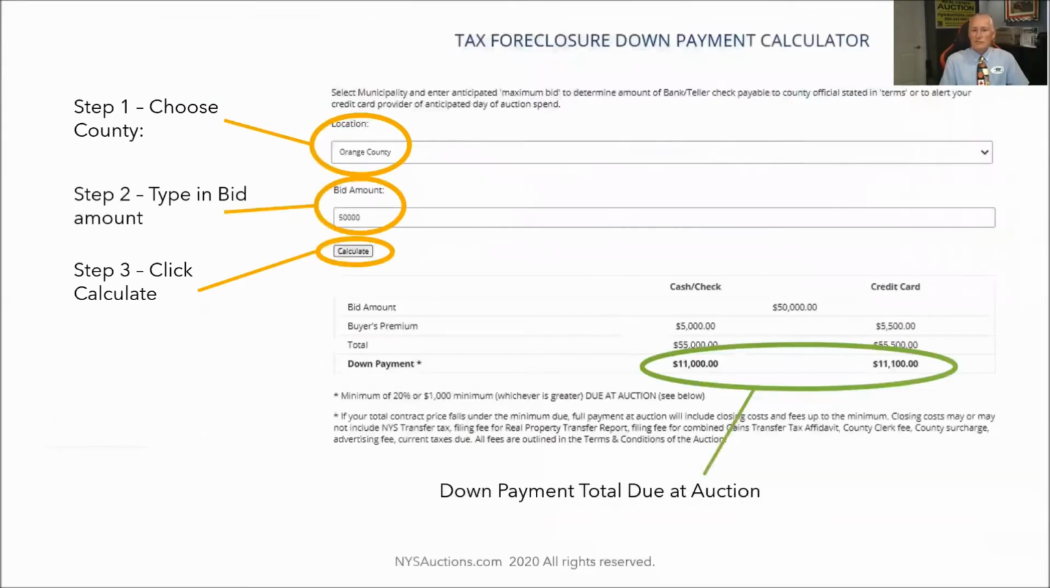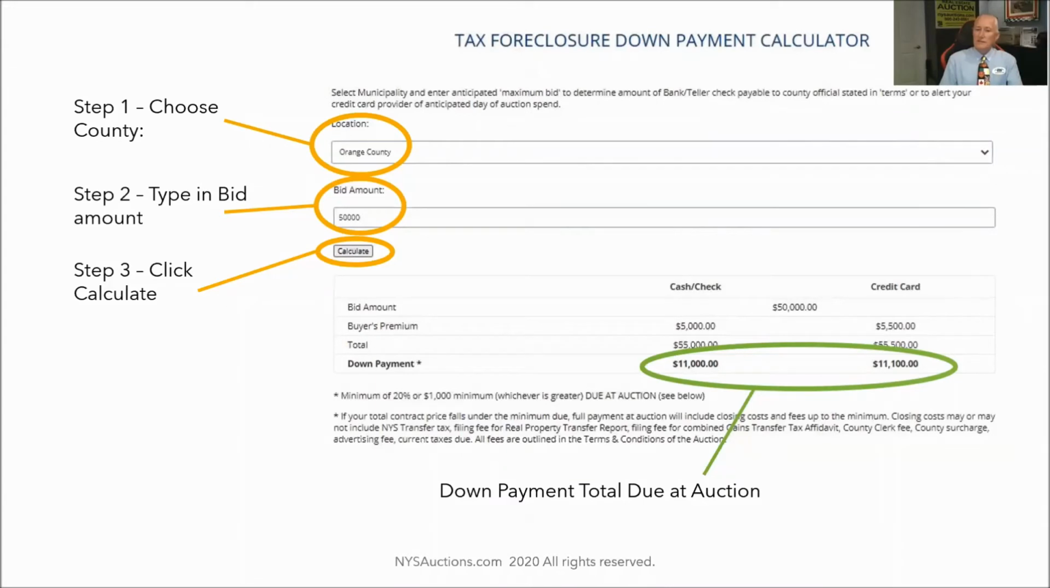So what does this do for you? One, pick the municipality that you're looking at, and that's easy to do. It's a drop-down menu. Two, type in the bid amount that you expect to pay. So if somebody's in Orange County, they think they're looking at a property that they expect to bid $50,000. Hit the calculate button, and bingo, it tells you exactly what you need in either cash or bank or teller check at the auction, or on the other side of the column, credit card.